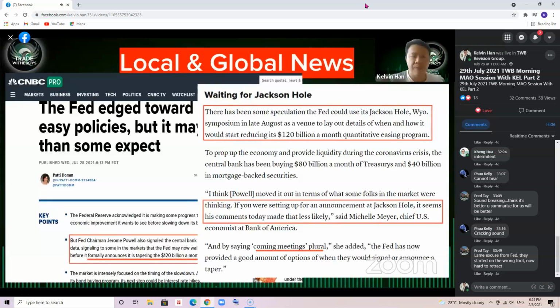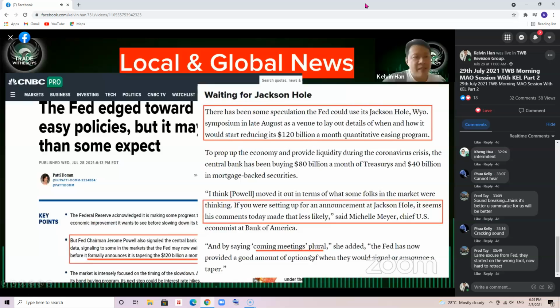Well, 2 ways to look at it. Eventually, they have to do this tapering. So my point is this: by saying all this, it throws people off course and lets people think that maybe they shouldn't taper. But I kind of believe that they will still do it, during the Jackson Hole period. So you see, they actually caught the word. By saying coming meetings, it's plural, right? So it's telling you that nope, the next few meetings, then we talk about tapering.